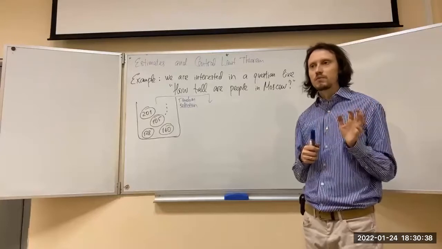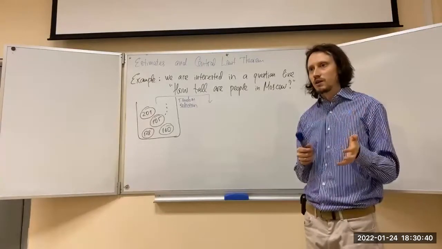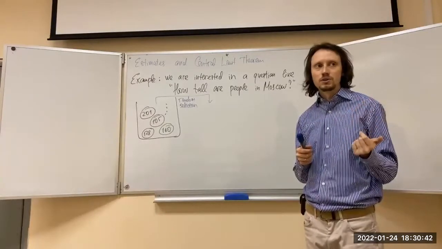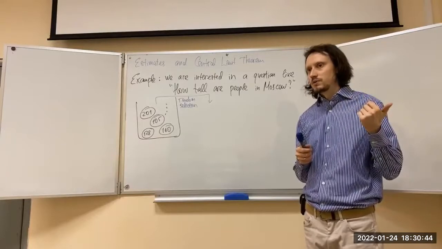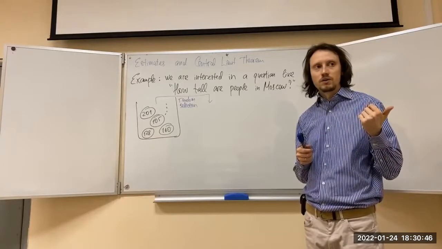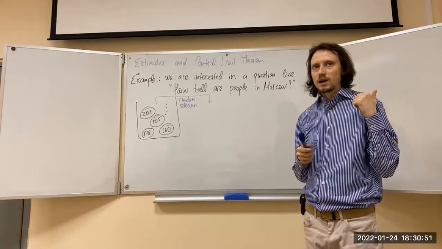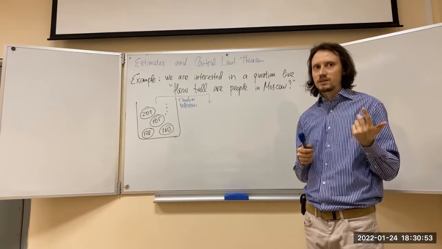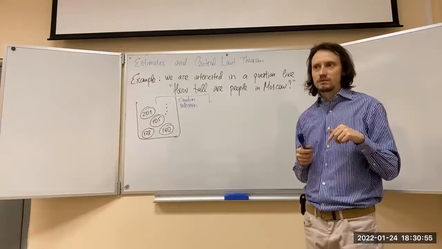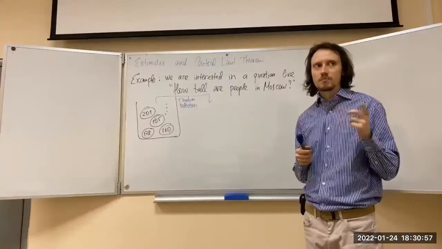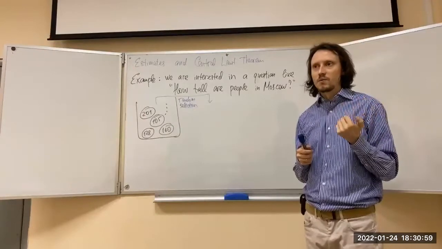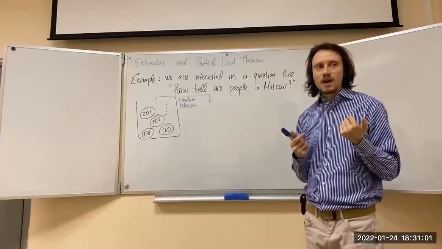In practice, it is more or less impossible to make random selection. For example, if you do opinion polls, you call people using telephones, but you understand that some people don't have telephones, or some people don't answer when somebody calls them.